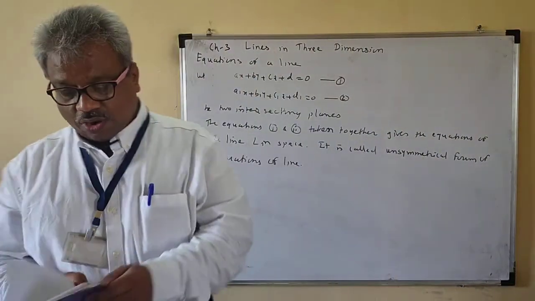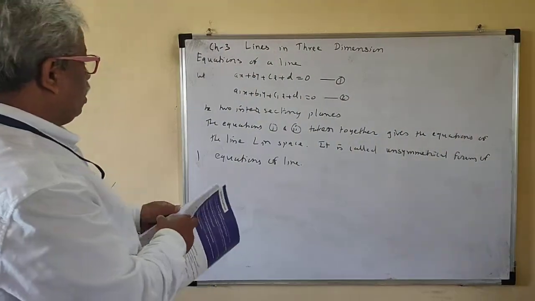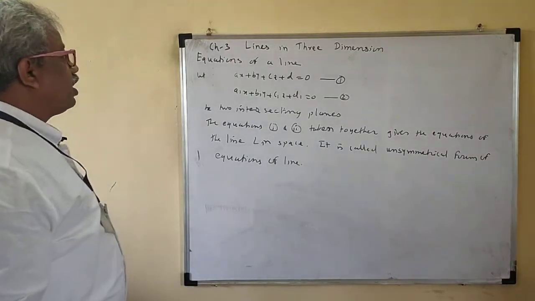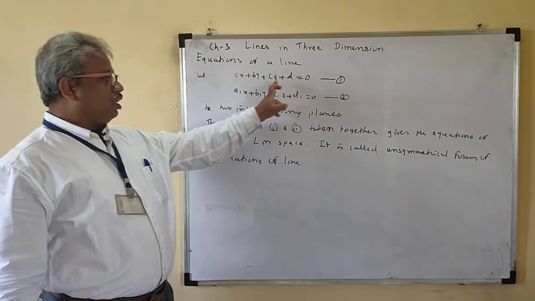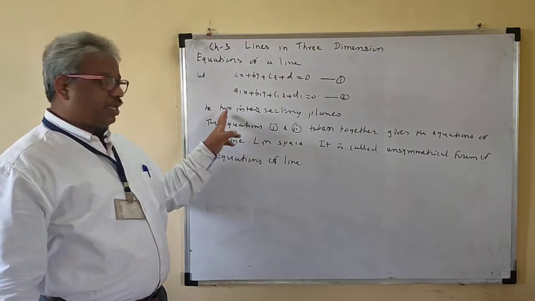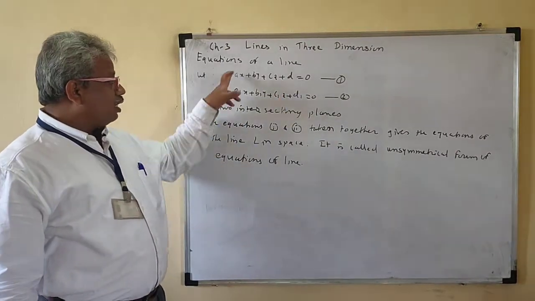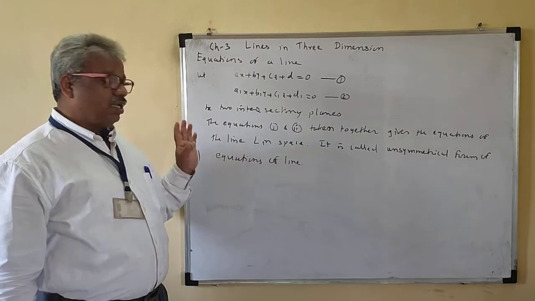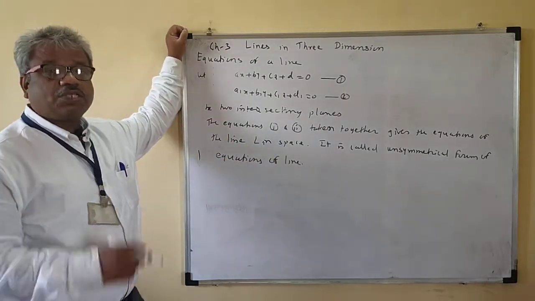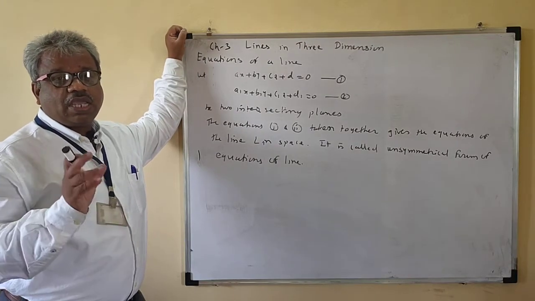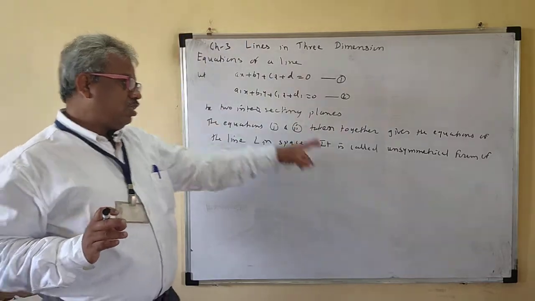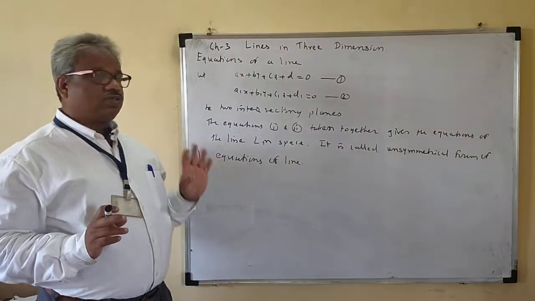So today we'll go to our chapter 3, lines in 3 dimensions. So what do we mean by a line in 3 dimensions? Suppose these two are equations of the plane, intersecting planes. Then these two equations taken together give the line L in space. So that means in space the line is nothing but the equations of two planes taken together. It is called the unsymmetrical form of the equations of the line.